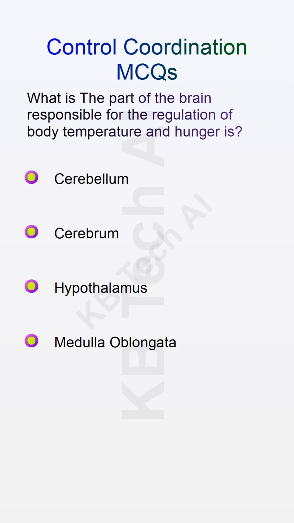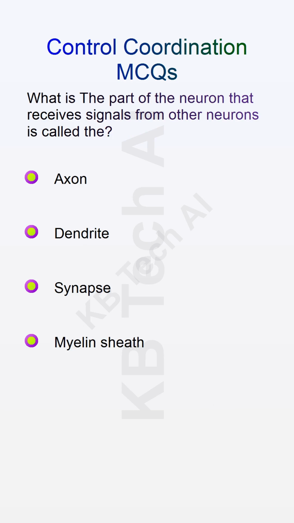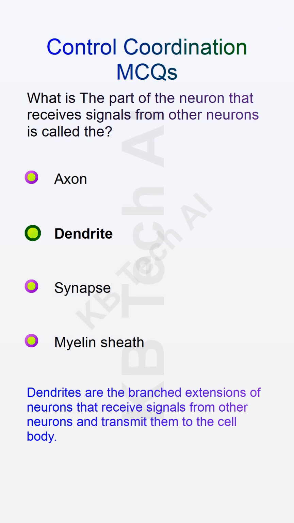What is the part of the brain responsible for the regulation of body temperature and hunger? Option 1, cerebellum, option 2, cerebrum, option 3, hypothalamus, option 4, medulla oblongata. The answer is, option 3, hypothalamus. What is the part of the neuron that receives signals from other neurons called? Option 1, axon, option 2, dendrite, option 3, synapse, option 4, myelin sheath. The answer is, option 2, dendrite.